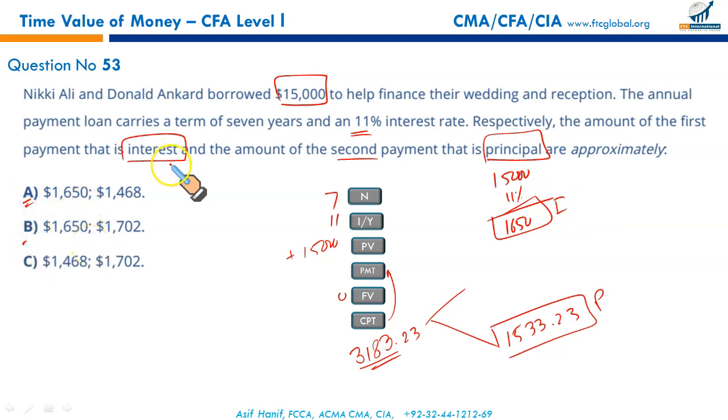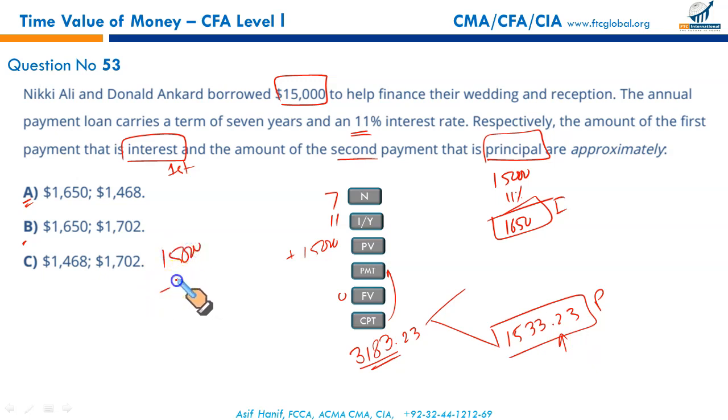We need to calculate the interest for the first year and the principal part for the second year. So it's going to be either A or B. Let us do the other part as well. We need to calculate what is the principal part in the second payment. Do not forget, we have already paid 1533.23 principal out of the total $15,000.